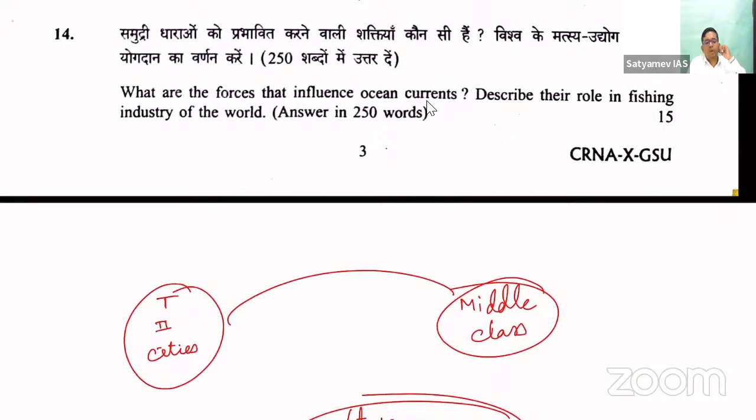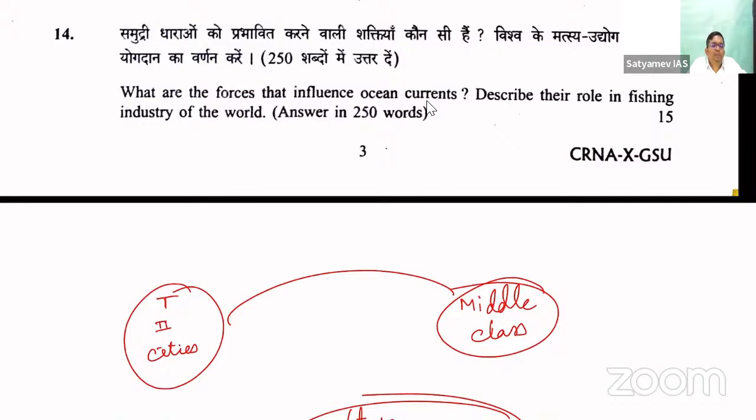Next question. What are the forces that influence ocean currents? Describe their role in fishing industries of the world. I think I have asked this several times. The forces: there will be gravitational force, pressure gradient force, Coriolis force, frictional force, tidal force, differential gravitational pull. So you write down the forces that influence ocean currents.